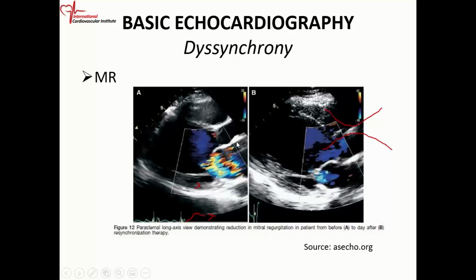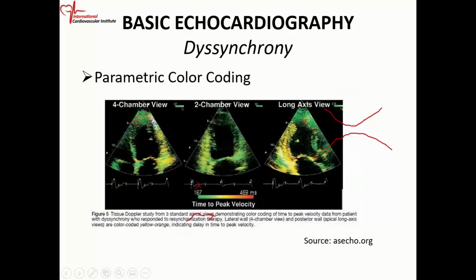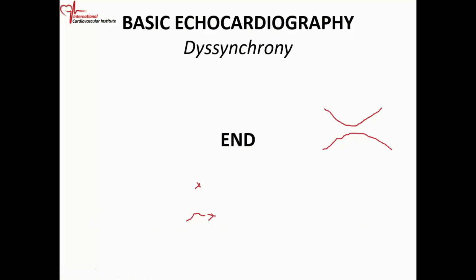And it's not uncommon. This is before resynchronization. When the heart is dyssynchronous, you have a lot of mitral regurgitation. But when you coordinate contraction, because now you increase the efficiency of the heart as a pump, and things are contracting at the same time, you can reduce the amount of mitral regurgitation that you have. Look at that.